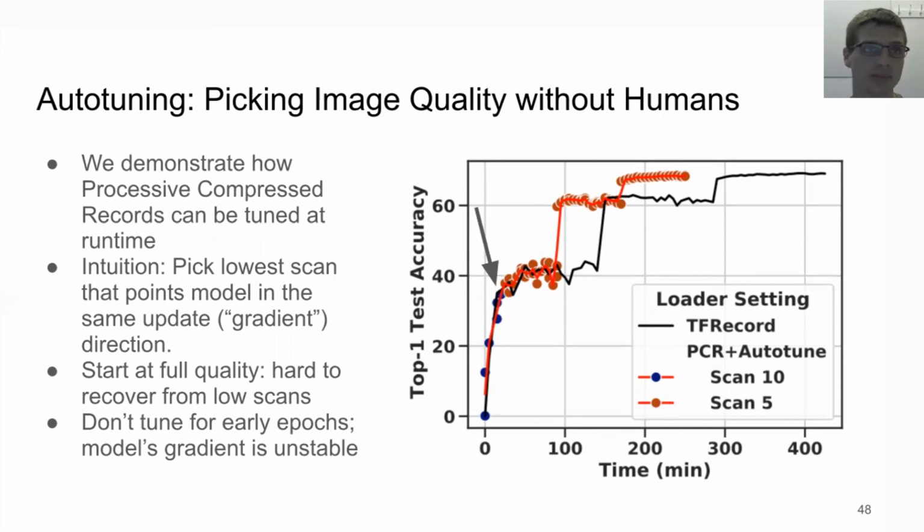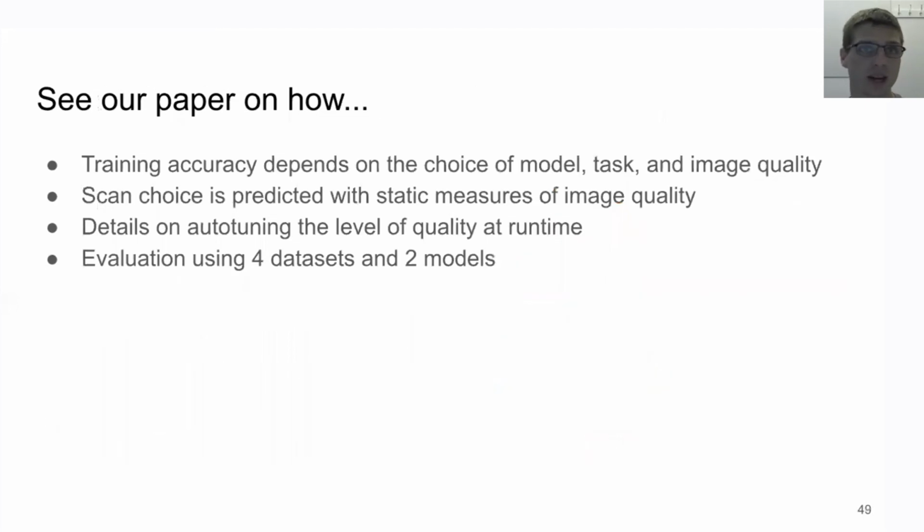For this talk, we didn't have time to cover everything we cover in the paper, but we encourage you to see the paper for how image quality interacts with the model and task, how to calibrate image quality with static measures such as multi-scale image similarity, and for further details and experiments.